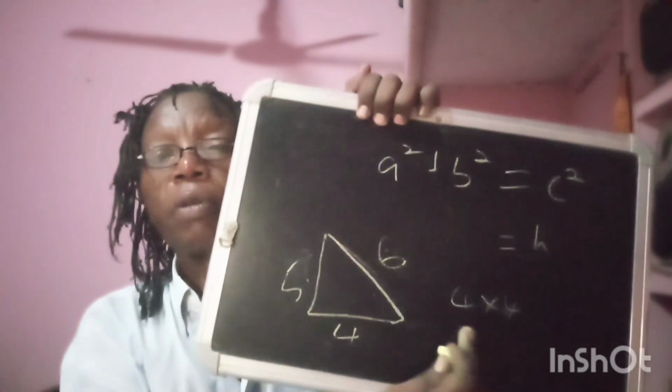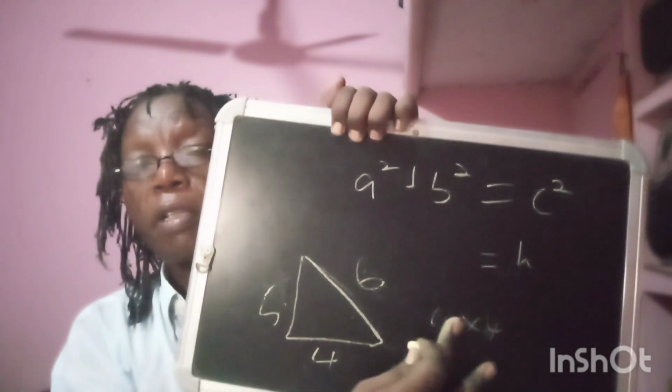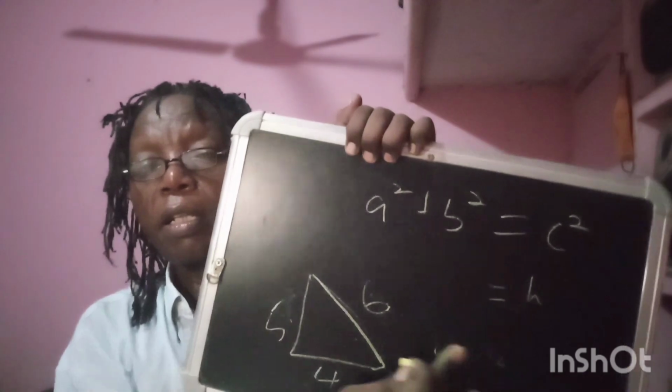Because look, 4 times 4. 4 squared means 4 times 4, and this will give you 16. Okay, we write it 16, and 5 squared will give you 25. So it's 25.